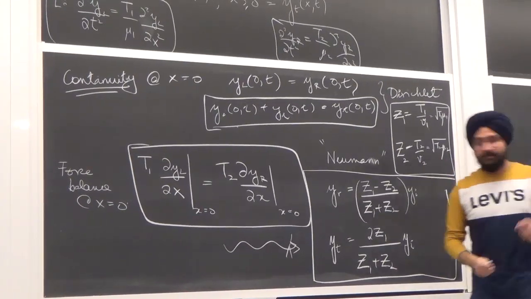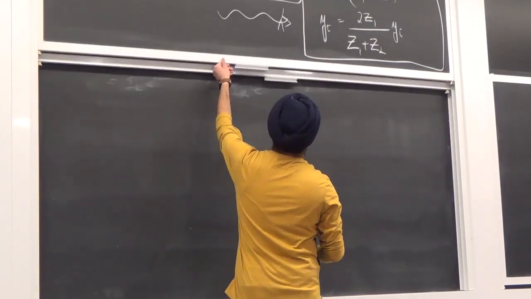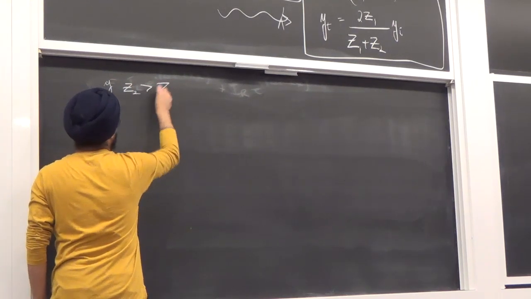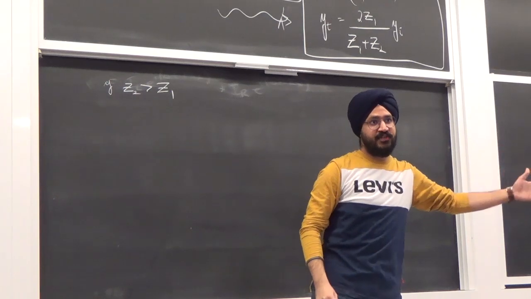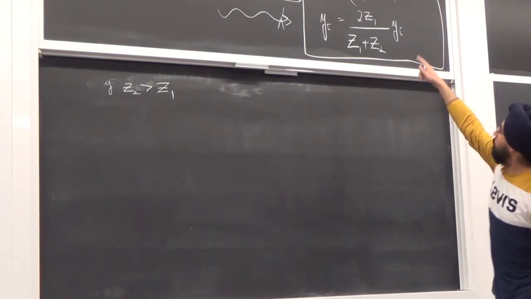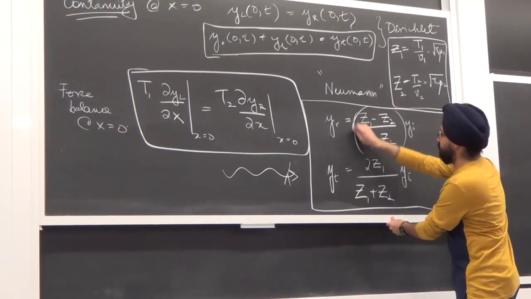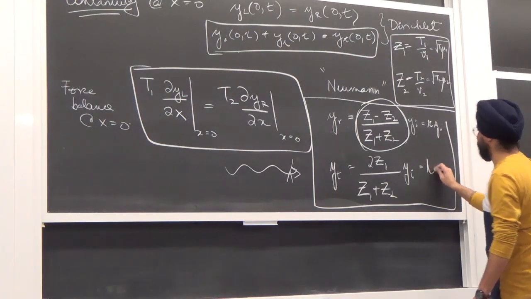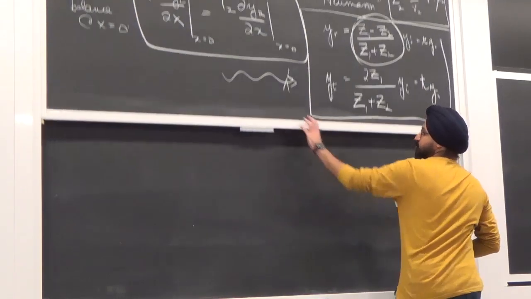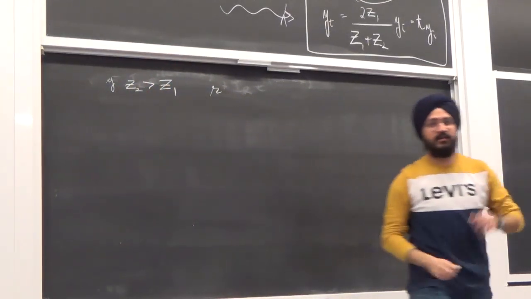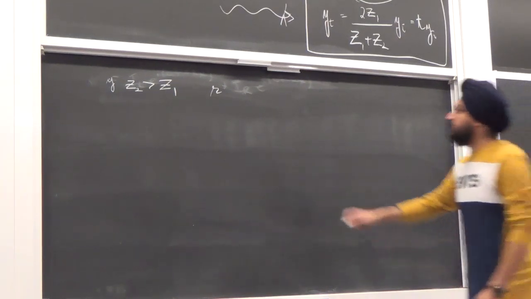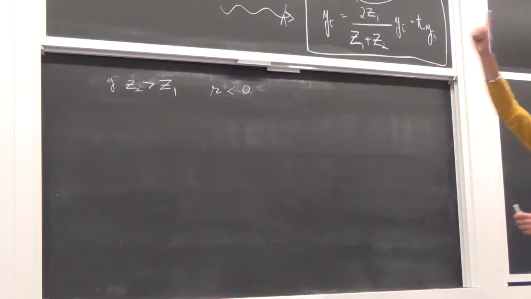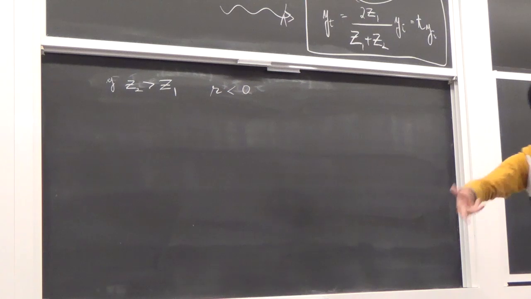Okay. Crucially, what's important is that if Z2 is more than Z1, if the impedance of the right string or the right material is higher, the reflection coefficient, this coefficient here, which is just reflection coefficient R times YI, and this is just transmission coefficient T times YI. Okay. So the reflection coefficient, is it positive or negative? Negative. That means YR and YI have a minus sign between them. So if I have a wave propagating in the positive direction, the reflected one is an inverted wave.